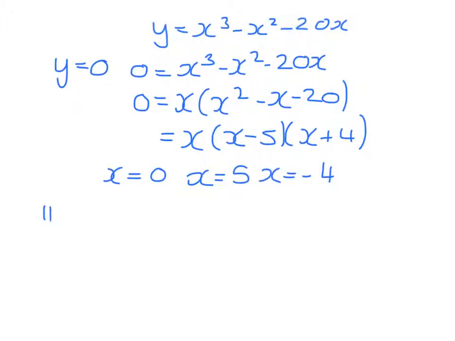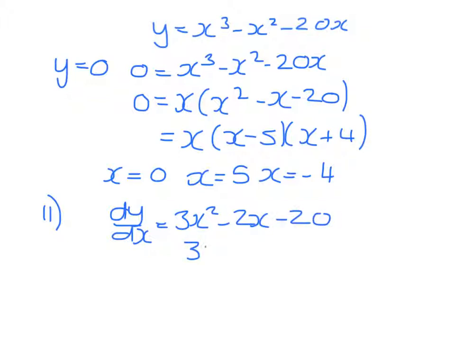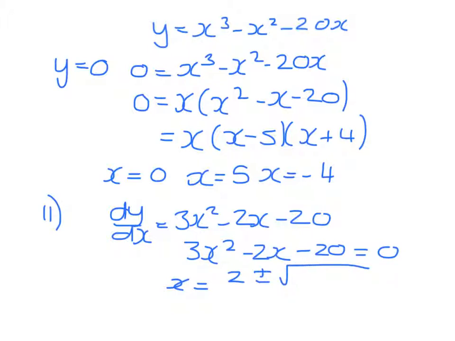Part 2, we're asked to find the turning point. So the first thing we're going to have to do is differentiate. So that'll be 3x squared minus 2x minus 20. And when that equals 0, we have turning points. So x equals minus b plus or minus the square root of b squared minus 4 times a times c, all over 2a. This gives us two answers. x can be 2.94 or minus 2.27.